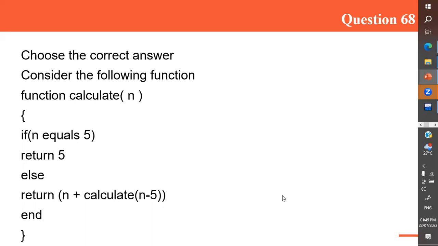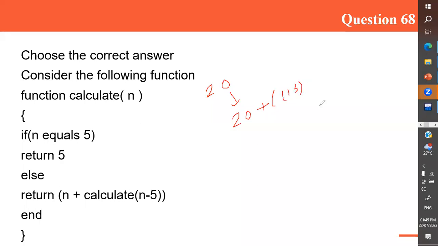Super. Looks like everyone got it. 50. Super. So first we are calling the function with 20. 20 equals 5 is false. So it will again call the function with 20 plus calculate of 15. Calculate of 15, right. So what will 15 do?